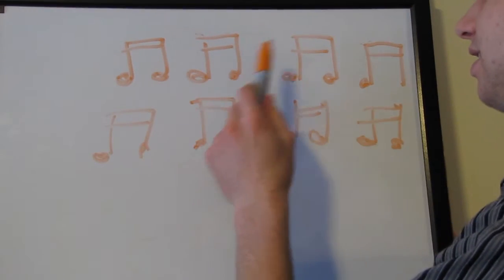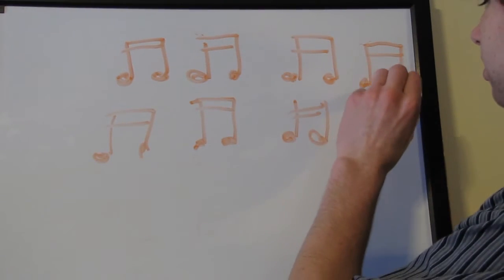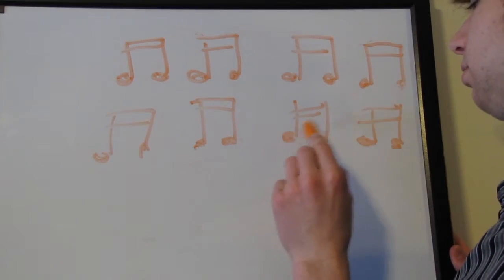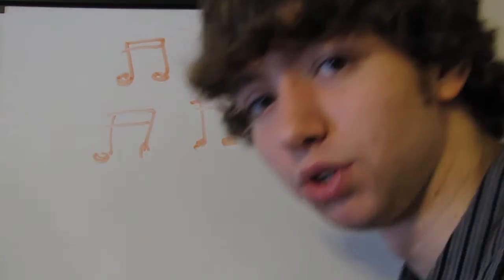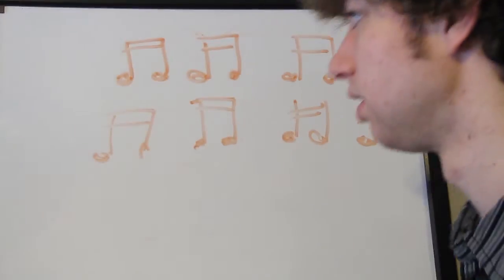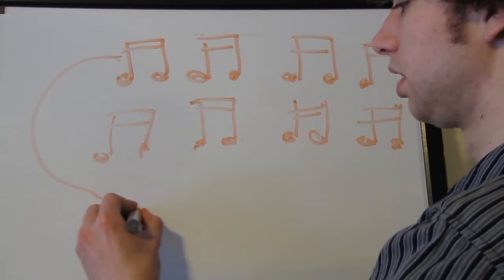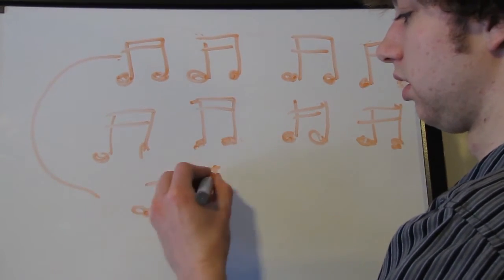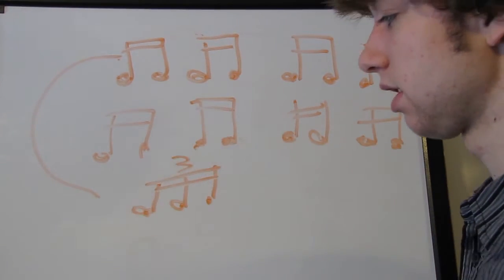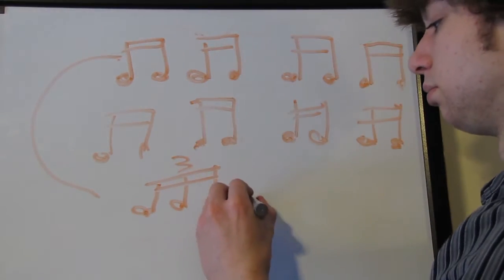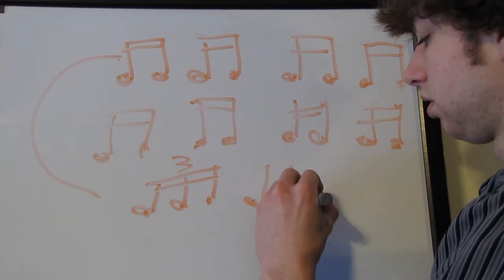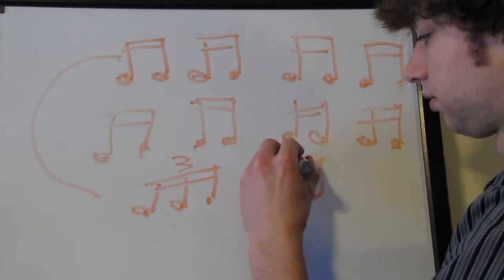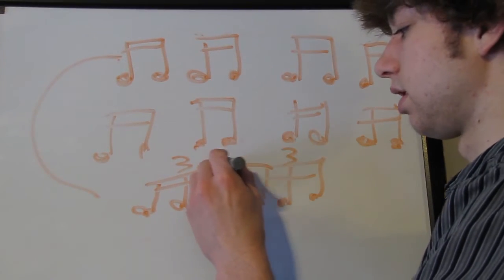1 E and 2 E and 3 E and 4 E and. Now if we were to replace these with triplets, so these two would become 1, 2, 3. Makes sense? Now these two would become 1, 2, 3. And we can connect these. That's typically how you'll see them.